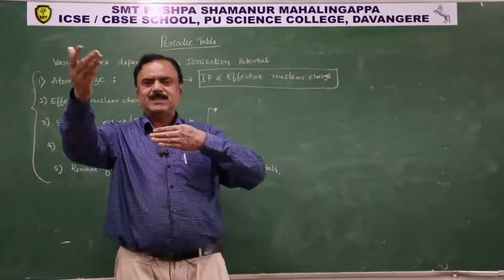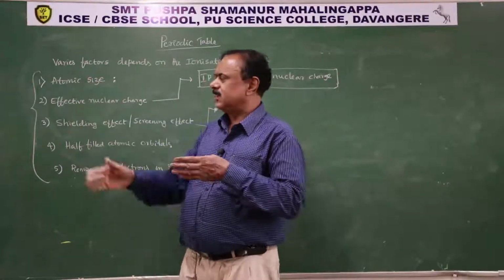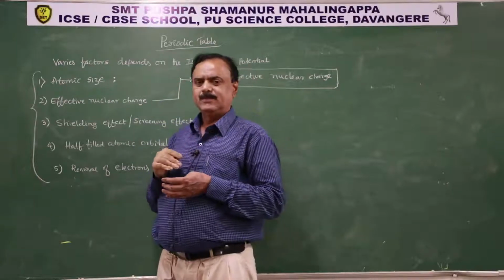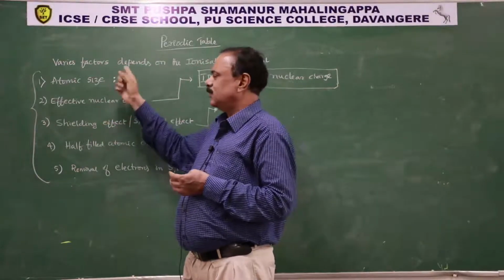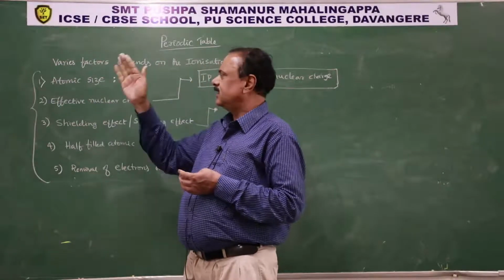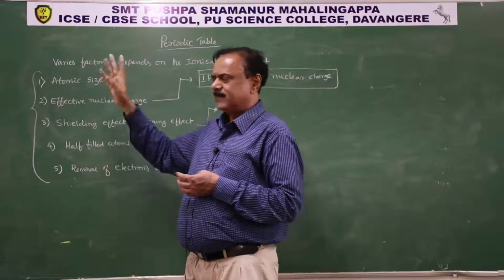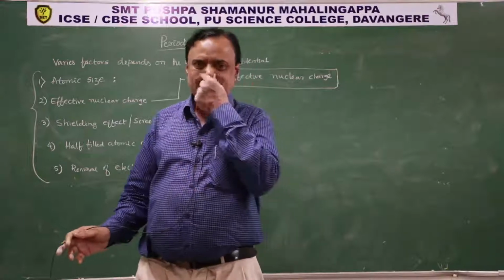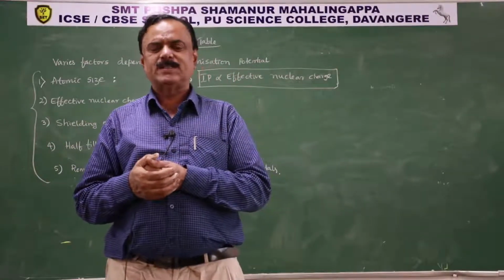Whenever the screening increases, then assume this is the nucleus, then I will keep one layer, second layer, third layer, fourth layer of screen. If only one layer of screen is there, then affinity is more. If two screens are there, then affinity is less. When 3 screens, 4 screens are there, affinity is still less. Therefore, when you move down the group, the screening effect, or shielding effect, gradually increases.